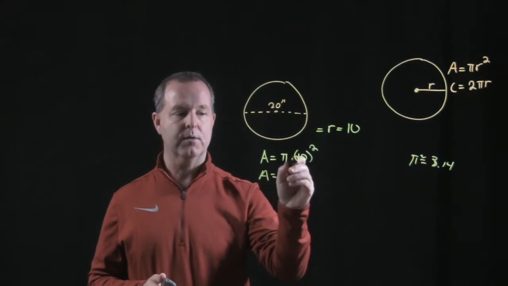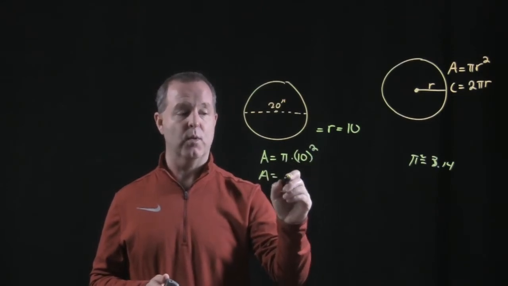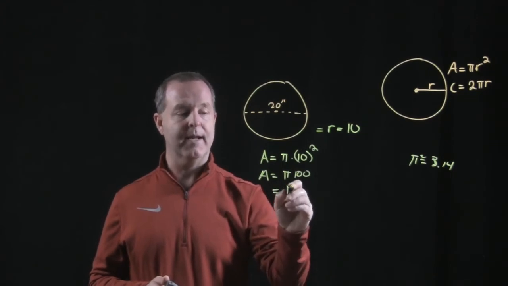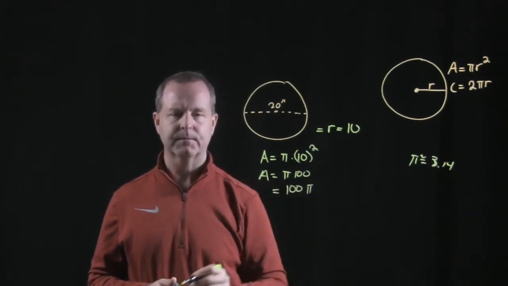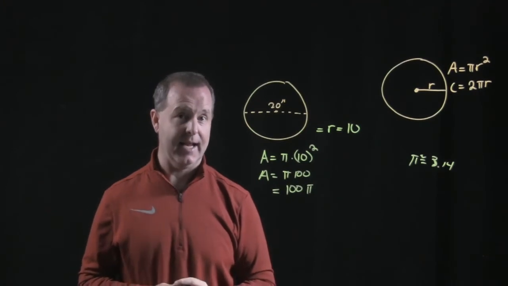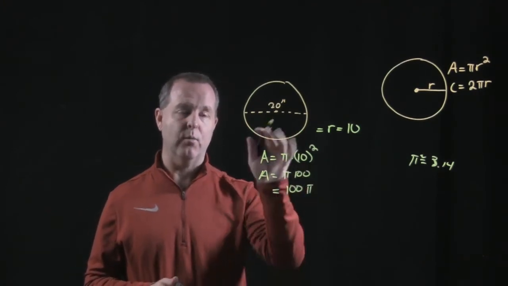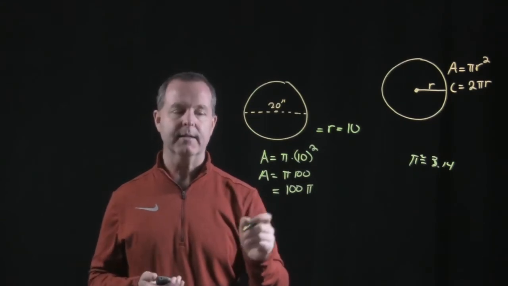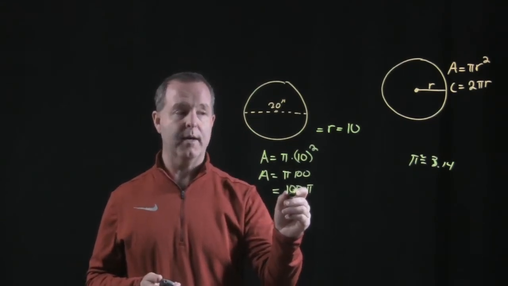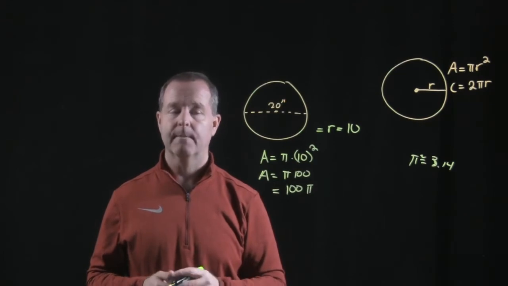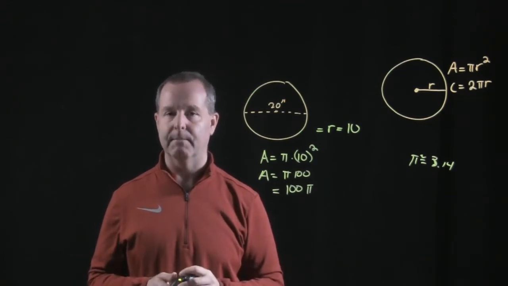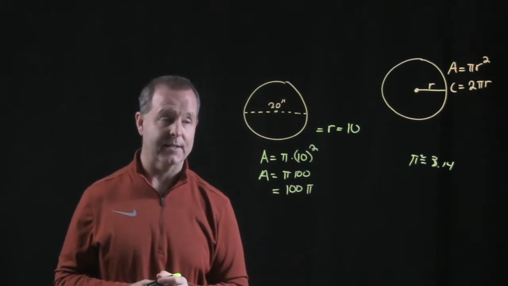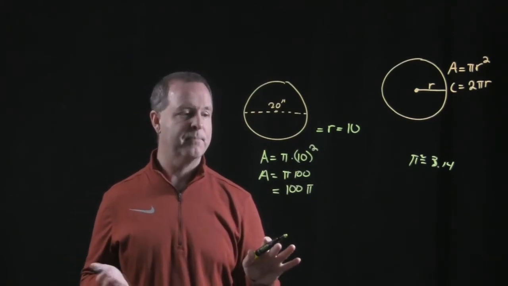So area equals pi times 10 squared, which is 100. And I'm going to rearrange those to make it 100 pi. That is an exact answer. It's 100 pi, which is the area. If we need to get an approximation of what the area is, then by all means, multiply 100 by 3.14, so you know how much material you may need to buy. But as far as exactness, 100 pi is the exact answer, and that's completely acceptable.